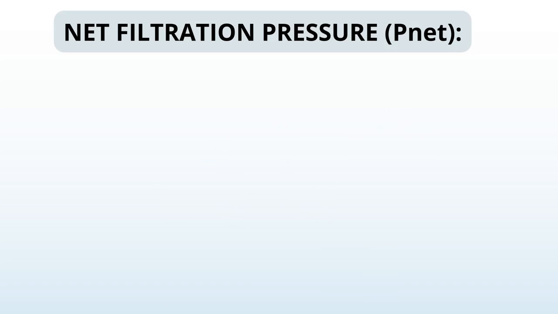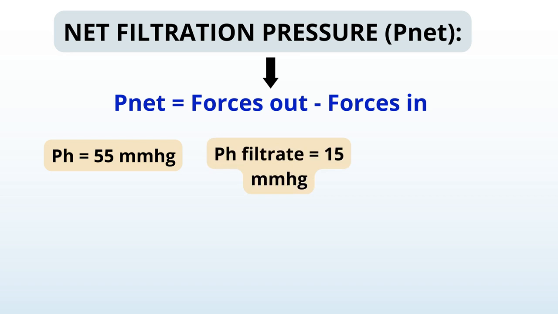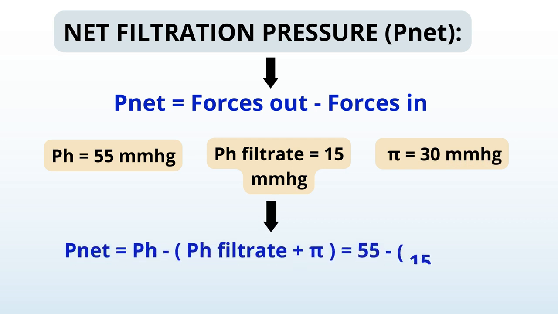The net pressure, referred to as P-net, is a measure of the overall force acting on the capillary walls. It is calculated as the difference between the force pushing blood out of the capillaries and the force drawing fluid back into them. In a healthy adult, the hydrostatic pressure of the blood within the capillaries is typically around 55 mm of mercury, while the hydrostatic pressure of the filtrate is around 15 mm of mercury. The oncotic pressure is approximately 30 mm of mercury. By plugging these values into the formula, we can determine that the net pressure is equal to approximately 10 mm of mercury.